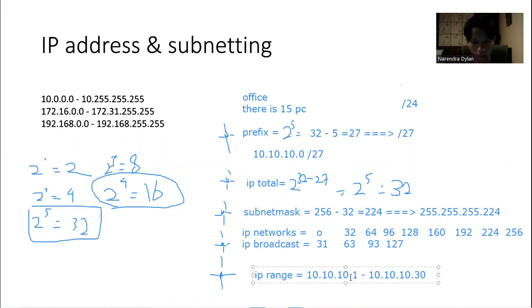Okay, you can use this IP range for your computer network. The summary is, for 15 PCs, we can use the IP range 10.10.10.1 until 10.10.10.30.